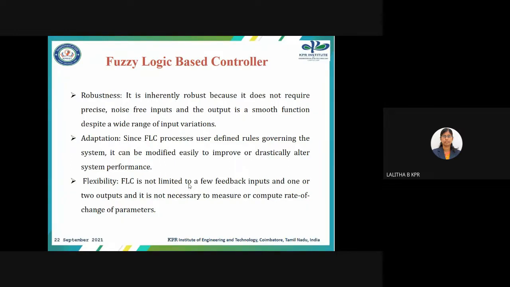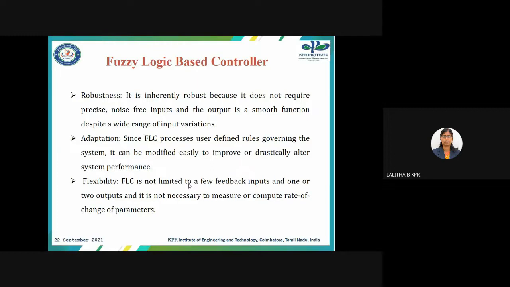It is inherently robust because it does not require precise, noise-free inputs, and the output is a smooth function despite a wide range of input variation. The next advantage is adaptation. Since the fuzzy logic controller processes user-defined rules governing the system, it can be modified easily to improve and alter the system performance. The next advantage is flexibility.